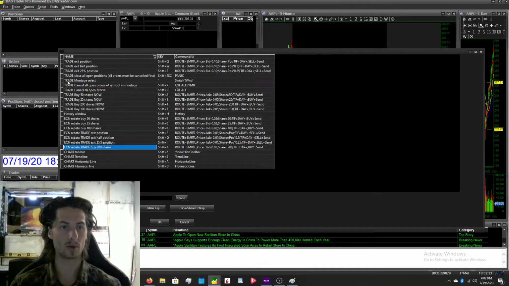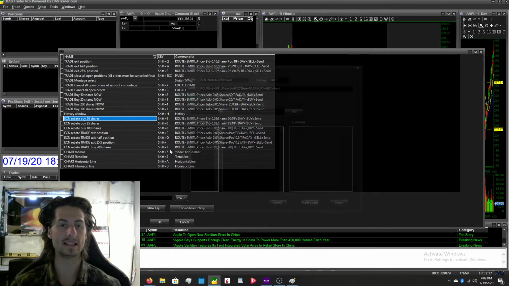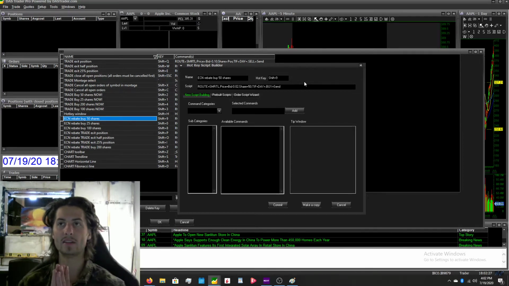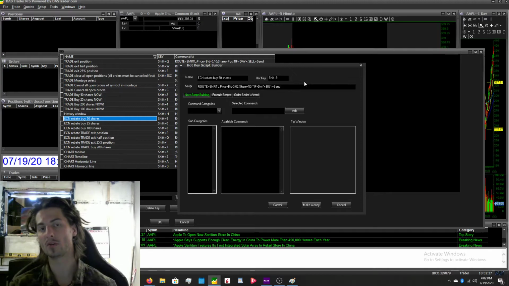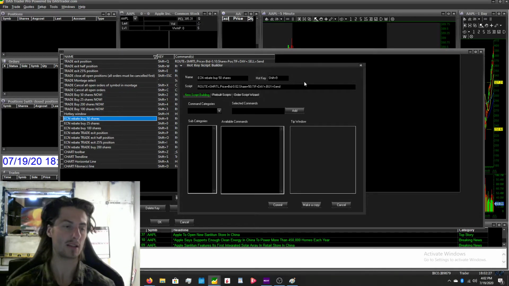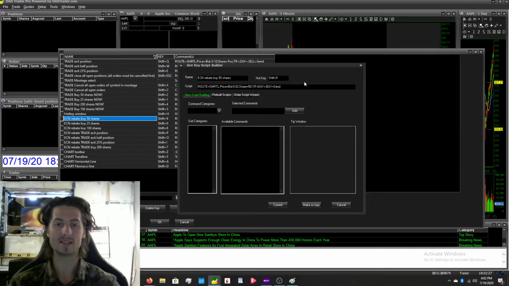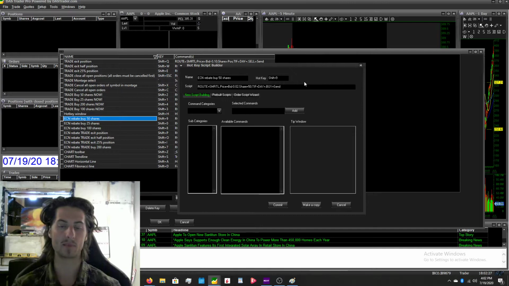So yeah, we already went over all these. Now ECN rebate by 50 shares. The reason it's called ECN rebate is because when you're trading, you can either take liquidity from the market or you can give liquidity to the market. That means that if you're using market orders only, you're always taking liquidity. You want to be the first one in line, basically.